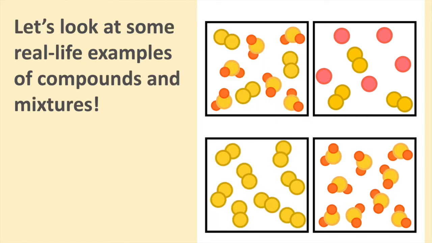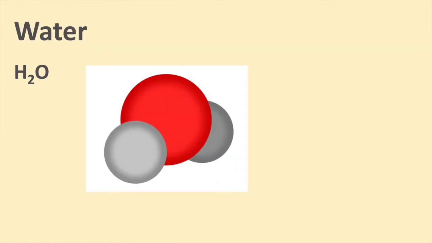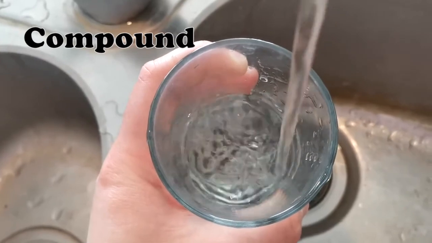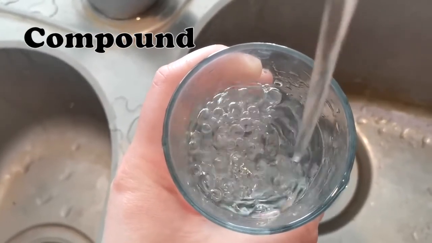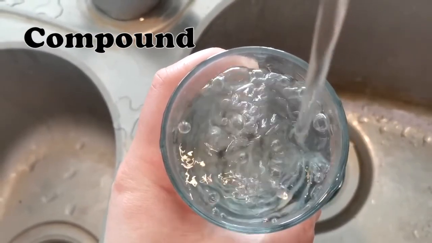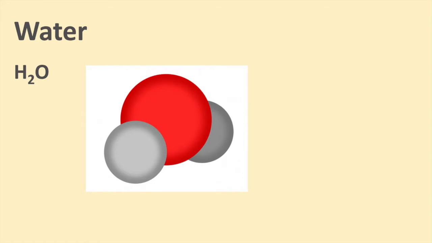Let's look at some real-life examples of compounds and mixtures. Let's start with water, or H2O. We already know that this is a compound. Pure water only contains water molecules and nothing else, so pure water would be a compound.